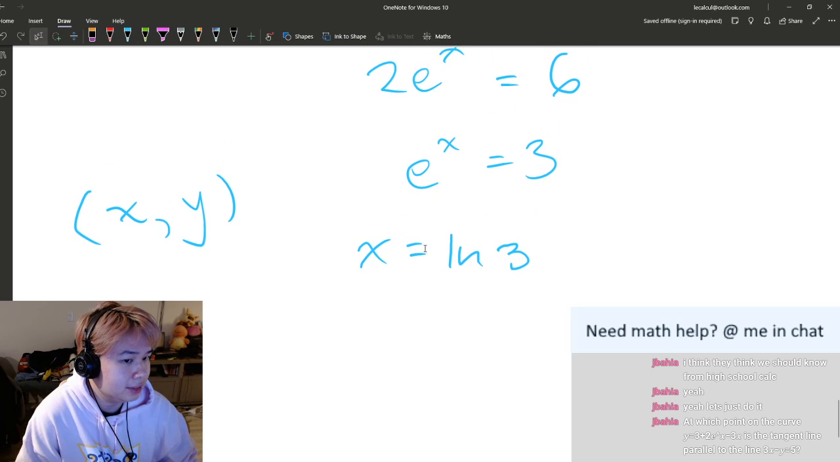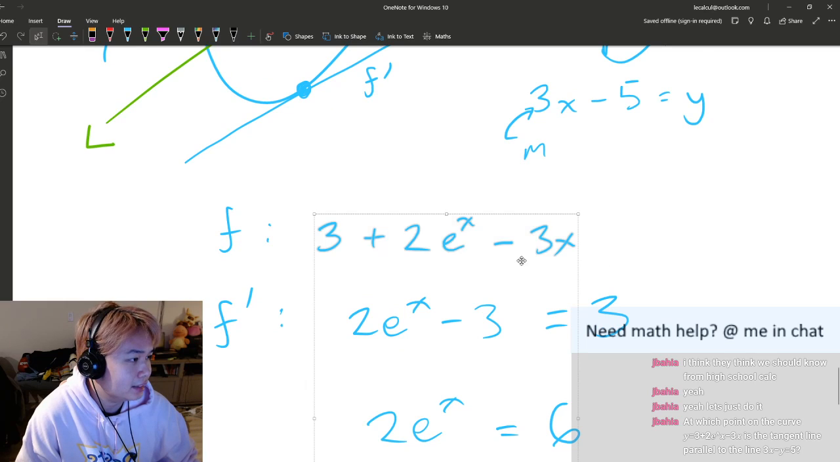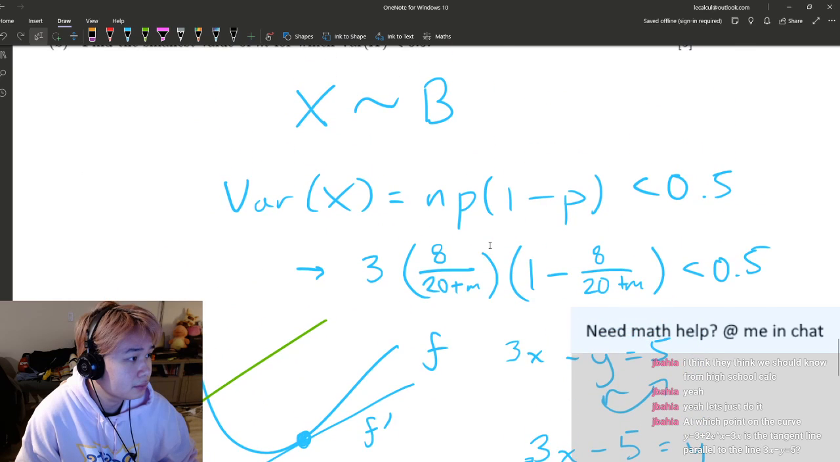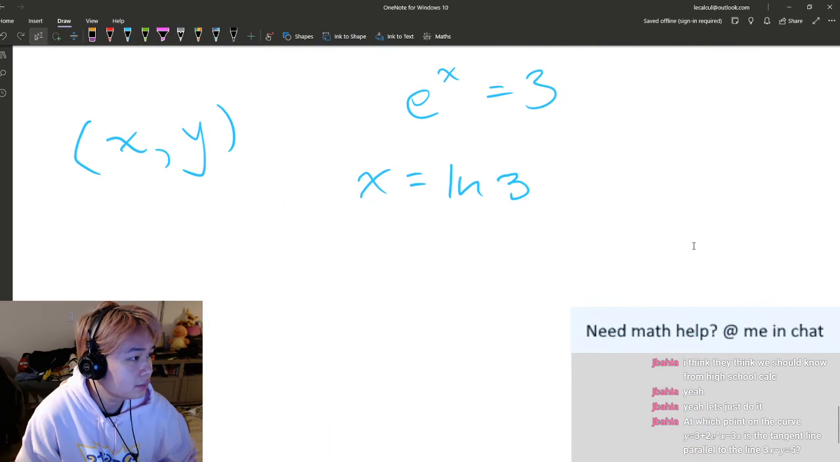So the last thing you do is you take this x value and then you plug it in for x in the original function, because that will give you the y value, and then you're done. So I'll just leave that up to you.